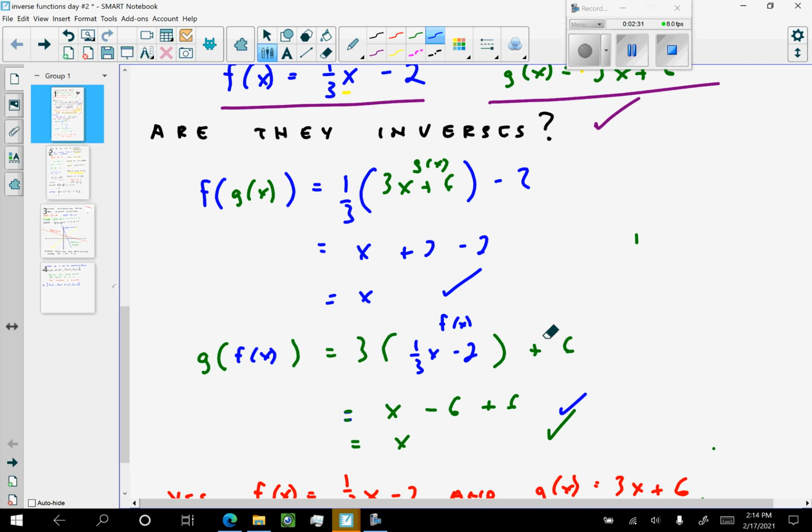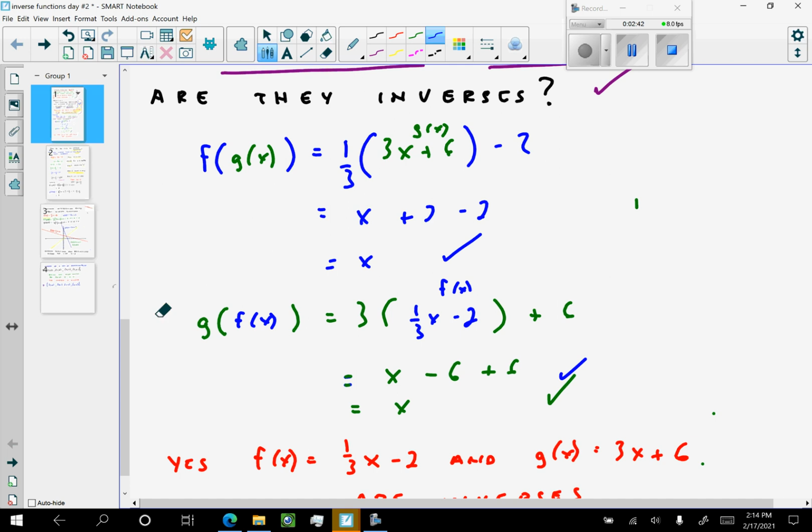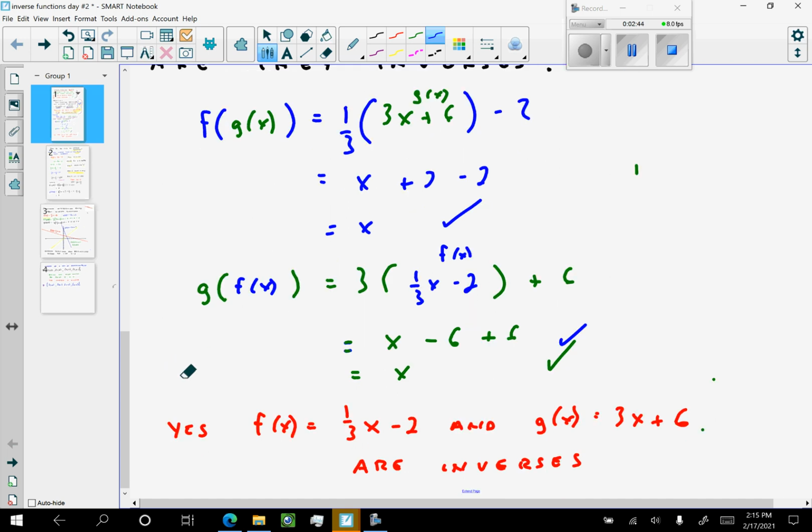This is a very easy check, I think, that they are inverses. If you don't get x either way, they're not inverses. So what statement can I make? I can make the statement that f of x equals 1/3 x minus 2 and g of x equals 3x plus 6 are inverse functions.